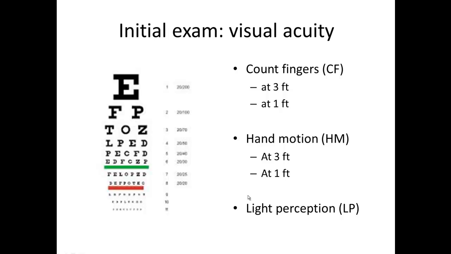And then if they can't even see a hand waving around, but they can just perceive light, you just call them light perception only. And then, if they don't see light at all, then you just call them NLP, or no light perception.